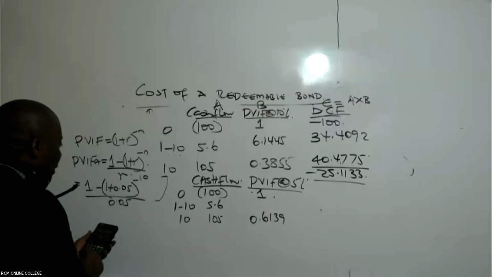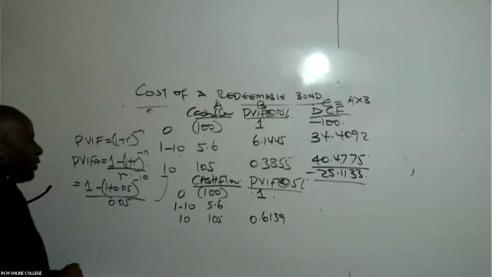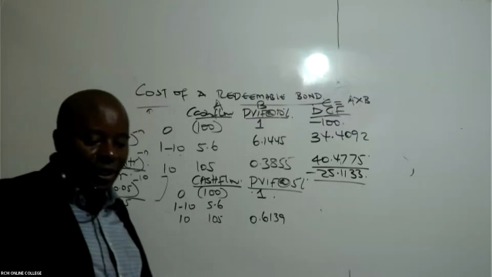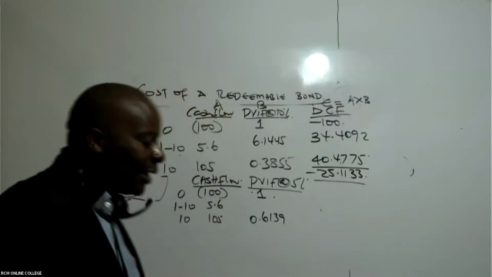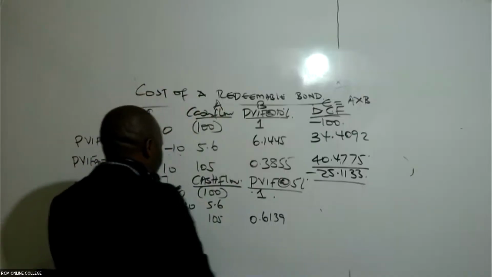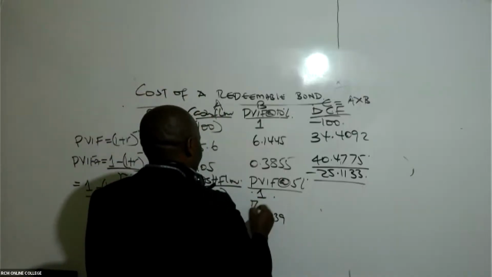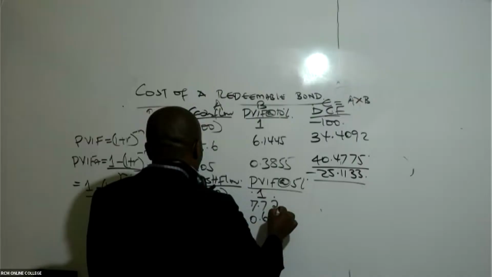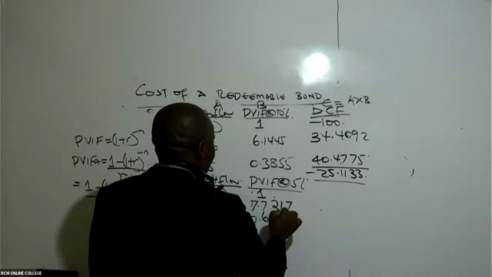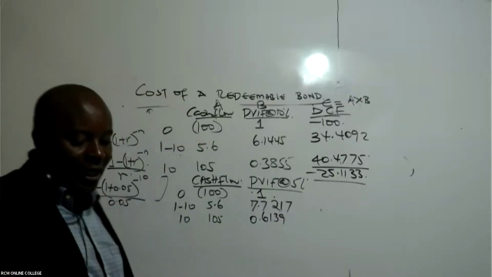I say equals. All right. Whatever I get, I say divide by 0.05. So is there somebody who's getting 7.7 something? PV4 is 7.72117. So please go ahead and give me discounted cash flows.